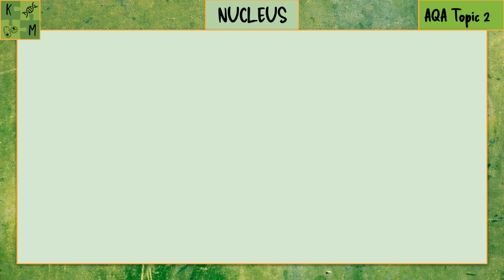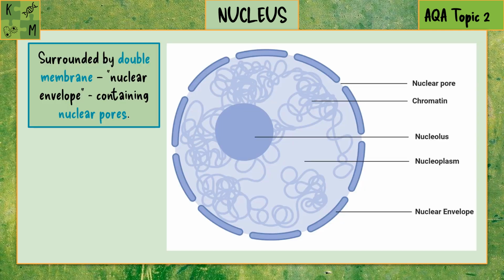Next, we'll look at the nucleus, and in fact the nucleus is the big telltale sign of whether a cell is eukaryotic or prokaryotic, as the prokaryotes don't have these membrane-bound organelles, such as the nucleus. The nucleus, in fact, has two membranes, so we say it's surrounded by a double membrane that we call the nuclear envelope. This nuclear envelope contains nuclear pores, so these are little holes that the mRNA can leave the nucleus through. However, the DNA is too big and will stay within the nucleoplasm.